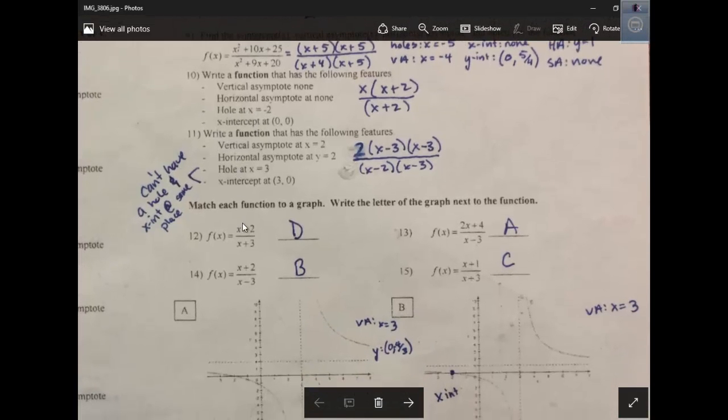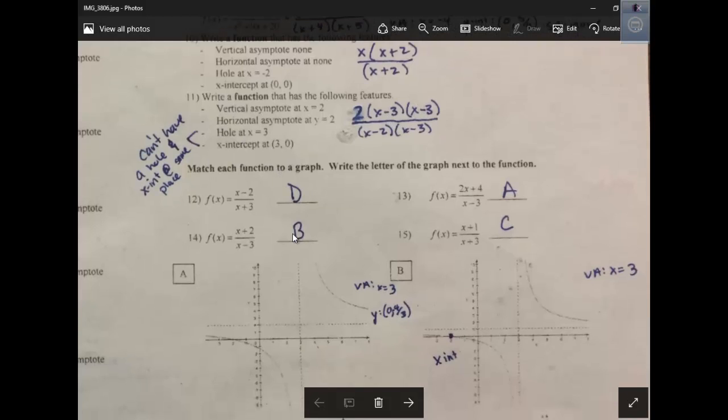Okay, question number 11, it says write the function that has the following. Excuse the smudge there. It says vertical asymptote at 2, so that means we're going to have a -2 in the denominator. Horizontal asymptote at 2. Okay, so that's going to be the coefficients. And so that means that the degree is going to be the same on the top and the bottom. And then it says a hole at 3, so +3 would fit right there. And then x-intercept at 3. So then we have, well, see, this is another scenario where we can't have a hole and an x-intercept at the same place. So I put the other factor up there, and maybe that's what it's referring to.